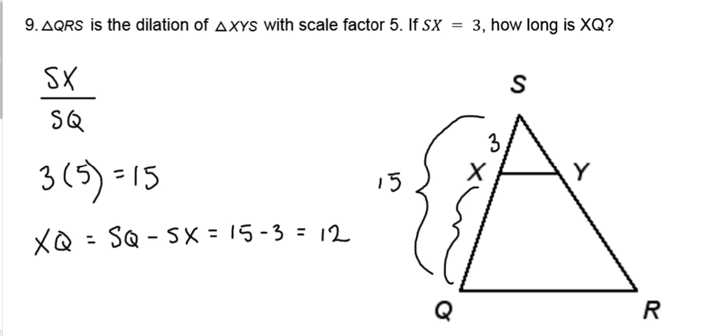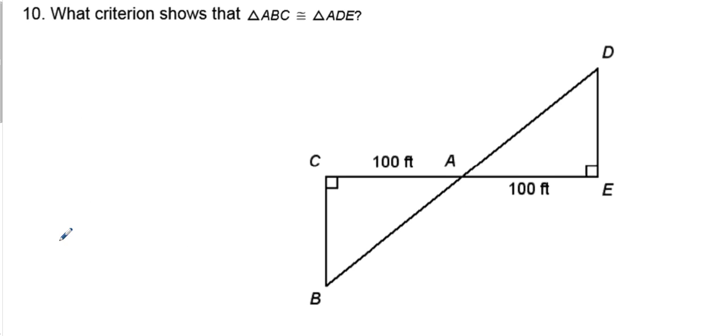All right. Next up, number 10. It says, what criterion shows that triangle ABC is congruent to triangle ADE? Now, you may at first glance think we're not really given much. However, you see here that both of these are right triangles. In order to show that two triangles are congruent, we have a few different postulates, and that's what it's asking you for. What postulate can we use to show that these two triangles are congruent?